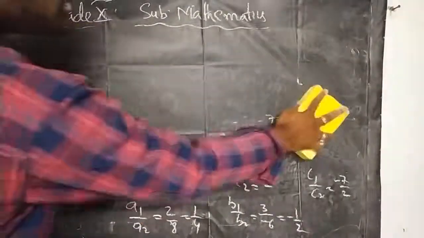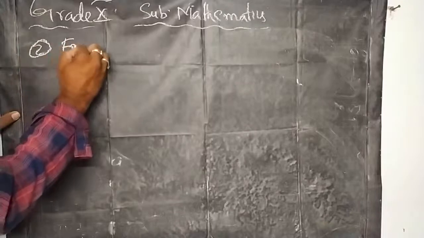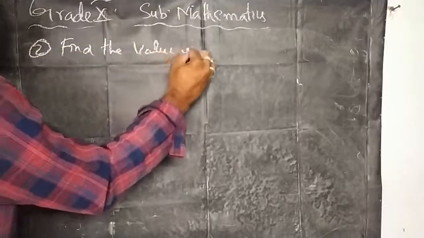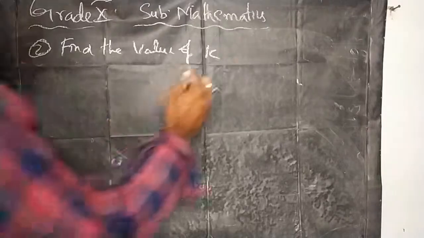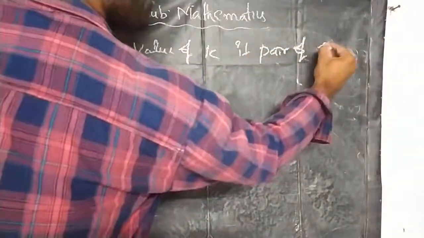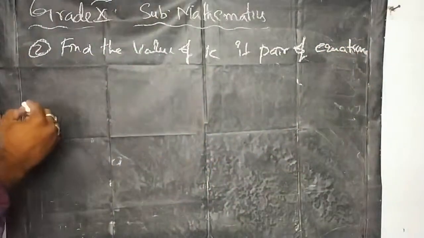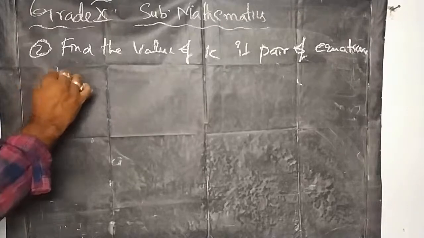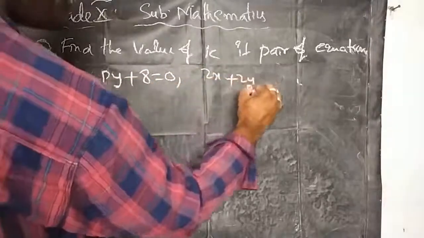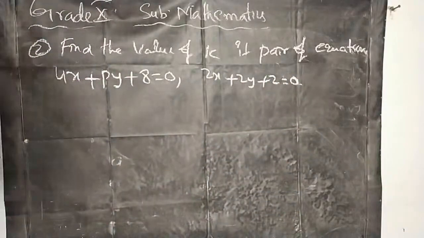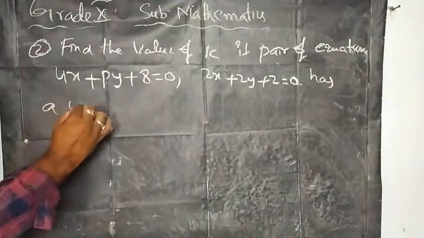Now let us see another question based on this. Second question: find the value of p, if the pair of equations 4x plus py plus 8 is equal to 0, and 2x plus 2y plus 2 is equal to 0 has a unique solution.